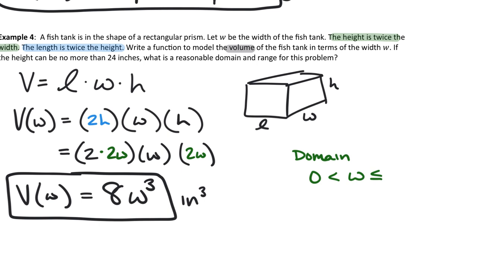Oh, we found that the smallest number we could plug in was just bigger than 0. What's the largest number for the domain I can plug in? 24, because it said the width can be no larger than 24 inches. So my domain is going to be from 0 to 24. Say again? Oh, it sure does. Thank you for catching that. So it says that the height can be no more than 24 inches.